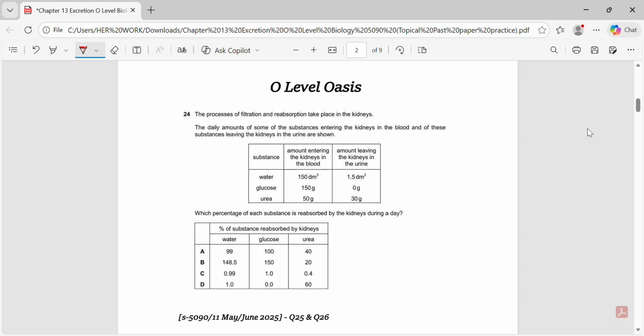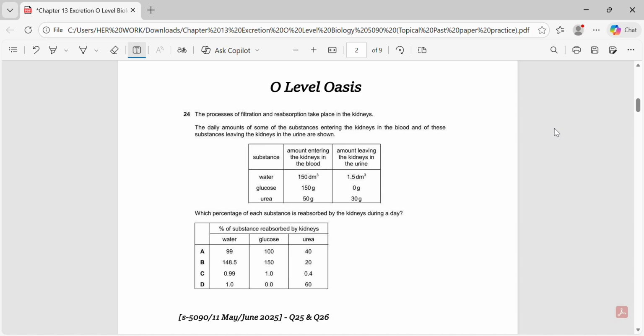Here it states, the processes of filtration and reabsorption take place in the kidneys. The daily amounts of some of the substances entering the kidneys in the blood and of these substances leaving the kidneys in the urine are shown. Now, the values are given in a table for water, glucose, and urea, showing the amount entering the kidneys in the blood and the amount leaving the kidneys in the urine. They are asking us to find the percentage of each substance reabsorbed by the kidneys during a day.